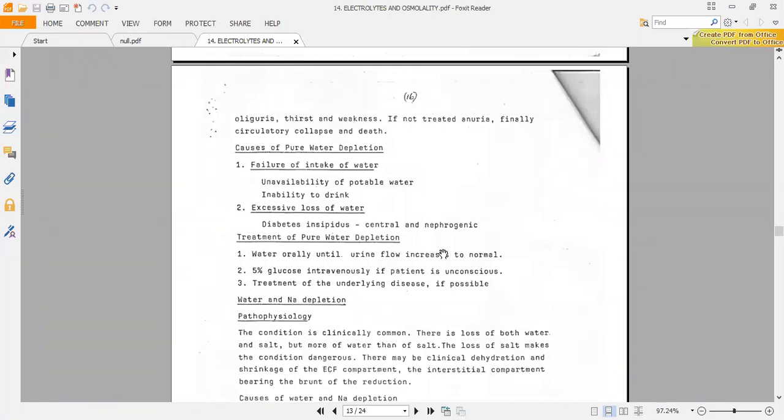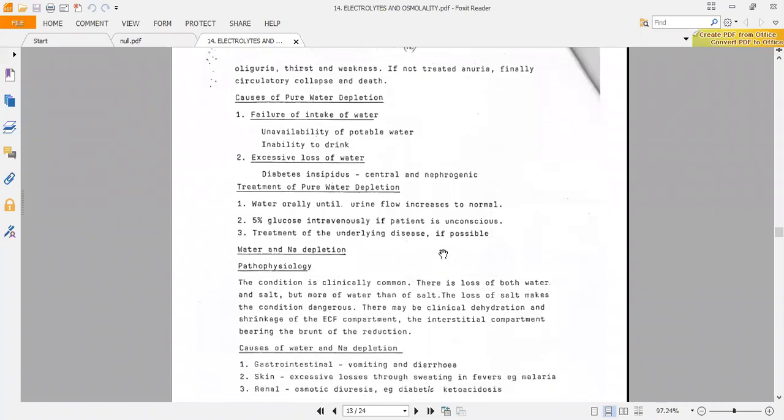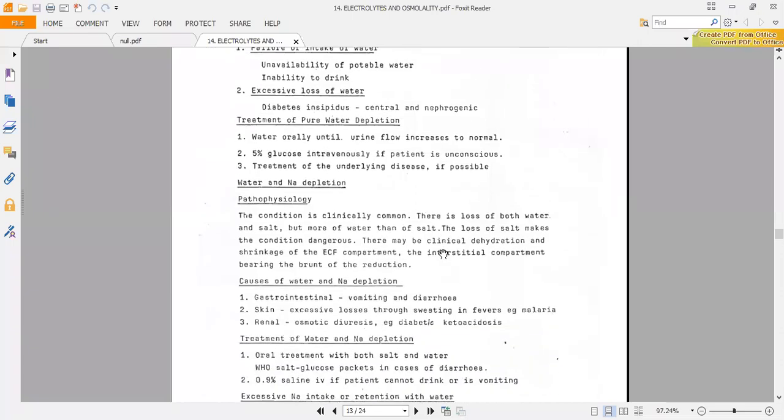Now the treatment is to just give the person water. If the person is unconscious, you give IV fluid with 5% glucose. Yesterday I mentioned the need for IV glucose. When you give IV glucose, it is metabolized in the cells and gives extra water.